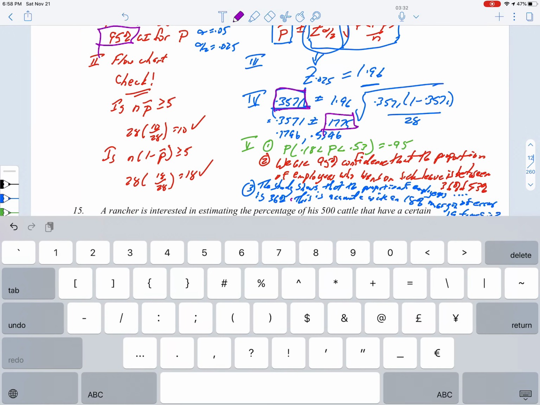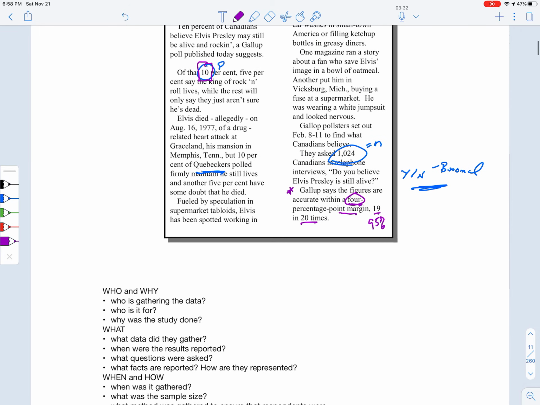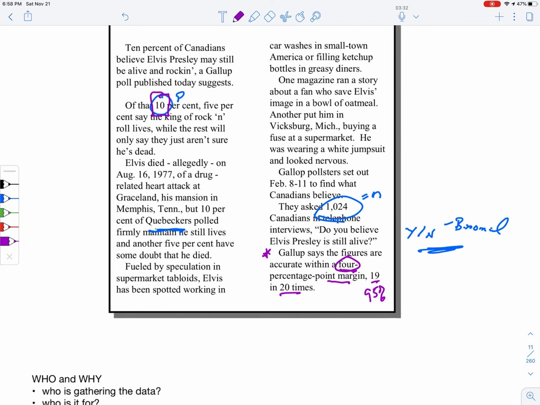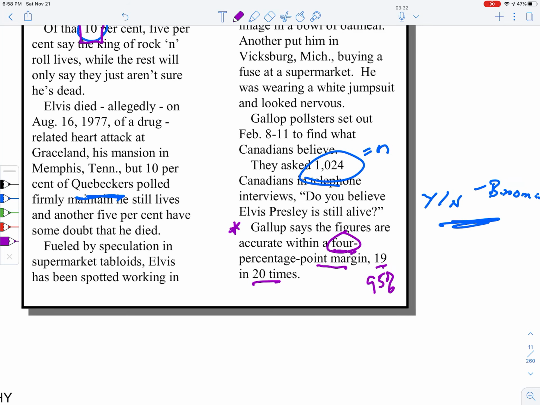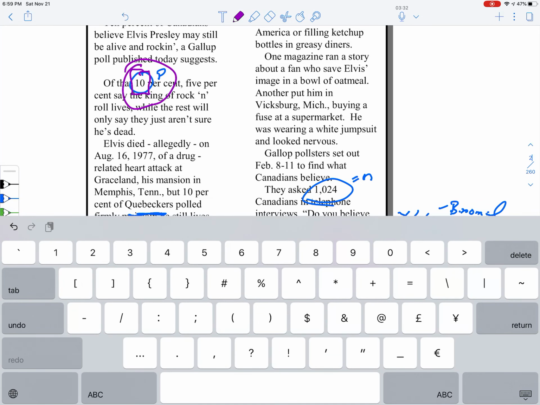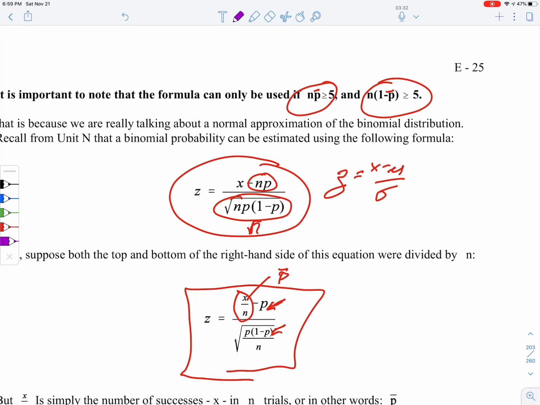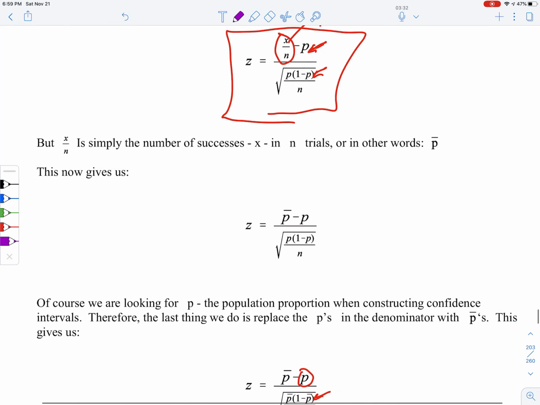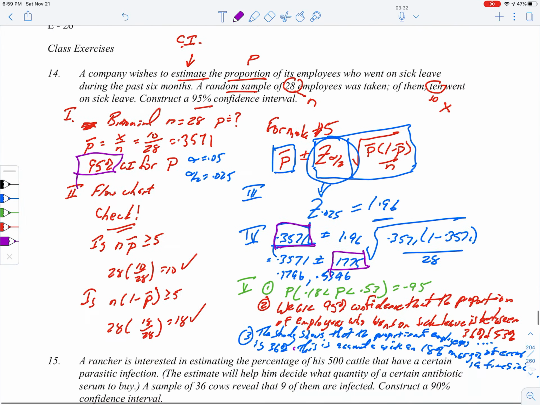Hey, I just want to go back here to about page 11 or 12. And again, this is the Elvis example, and I want you to see how this is written. So 10% of Canadians believe that Elvis is alive and rocking. That's the point estimate. This is accurate with a 4% margin of error 19 times in 20. So now you know what this means. It took us all course to get there, but that's exactly what we're looking at here. So we know how that works now.